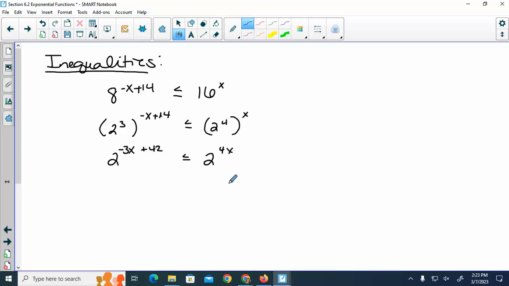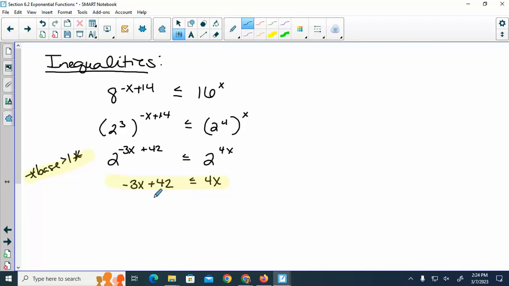Okay, here's where it's just a little bit tricky. As long as your base is a number bigger than 1, then we can just do it like yesterday. So drop the exponents and you can actually keep that inequality. But the key for this step right here to work, the base must be greater than 1. Otherwise it doesn't work out this way.